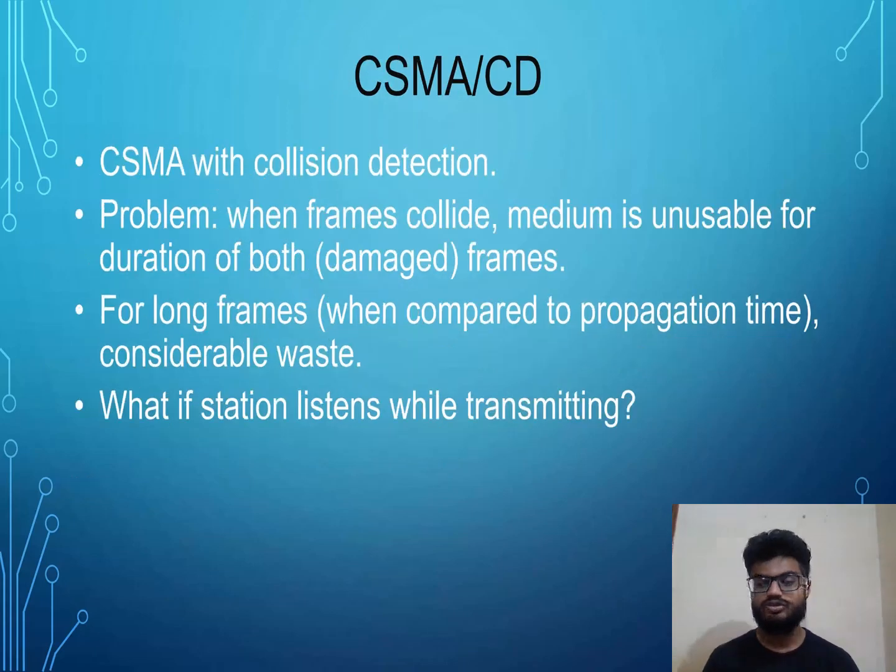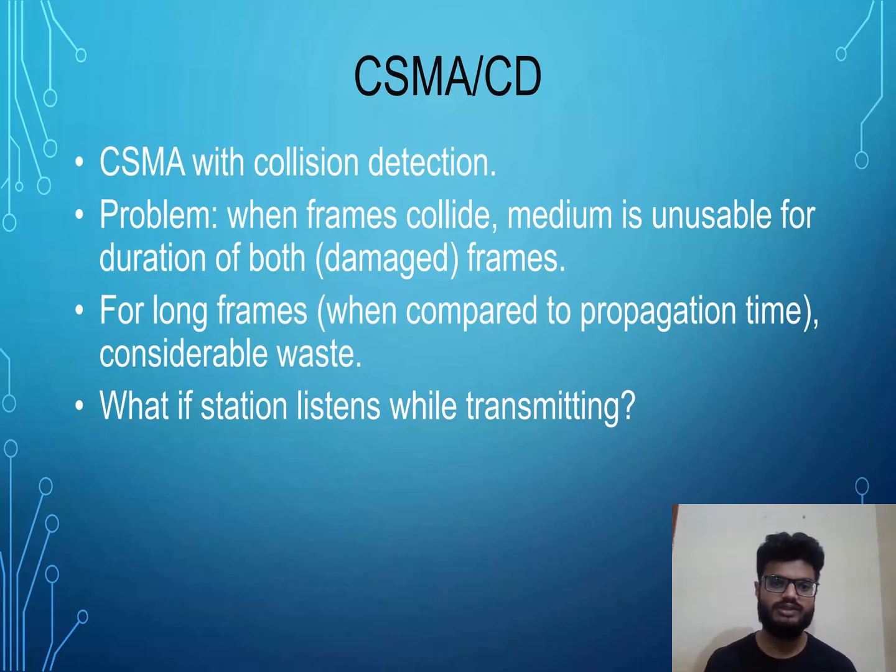So guys, now we are going to the third classification of random access protocol, which is carrier sense multiple access with collision detection. As the name suggests, it will detect when a collision occurs. When frames collide, the medium is unusable for the duration of both, as it's a damaged frame. That's why, for longer frames compared to the propagation time, it will consider the wasted data.